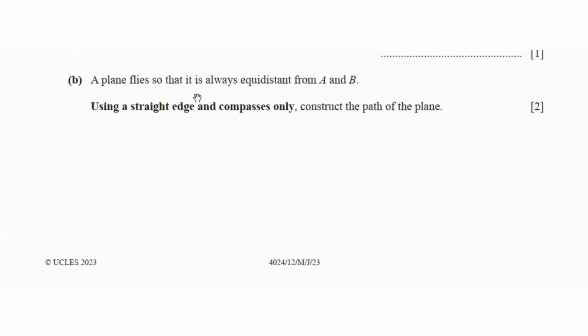Then it says a plane flies so that it is always equidistant from A and B. Use a straight edge and compasses only to construct the path of the plane.